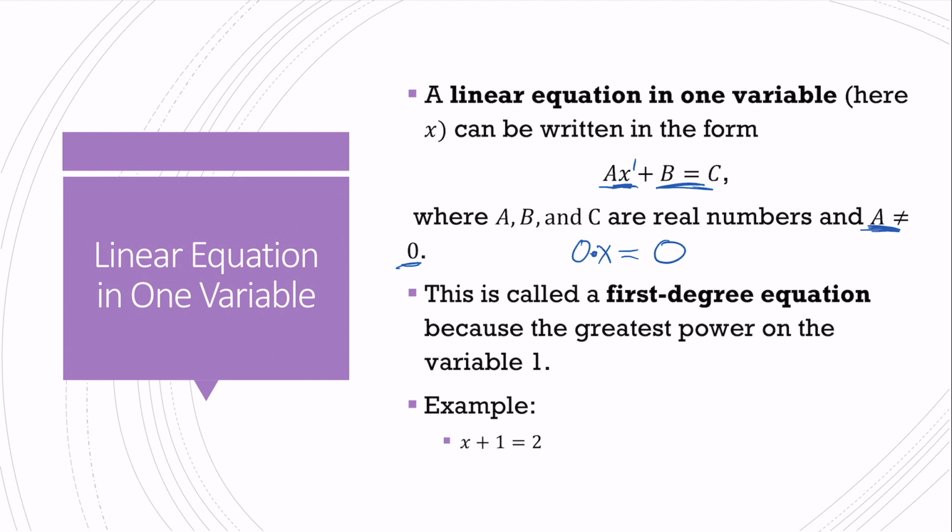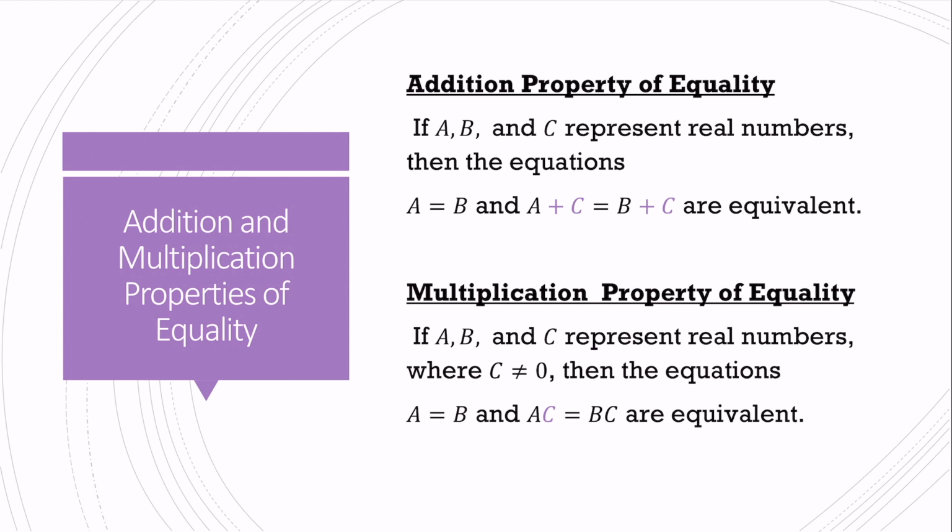So an example of a linear equation would be x plus 1 is 2. I'm sure you're thinking, okay, x is going to be 1 because 1 plus 1 is 2. So we've got two properties that we can use to solve linear equations in one variable. We have our addition property of equality and our multiplication property of equality.